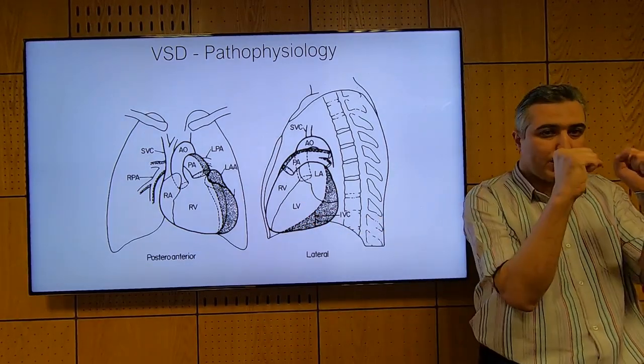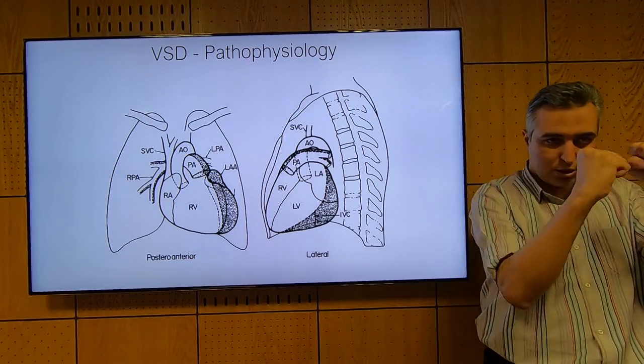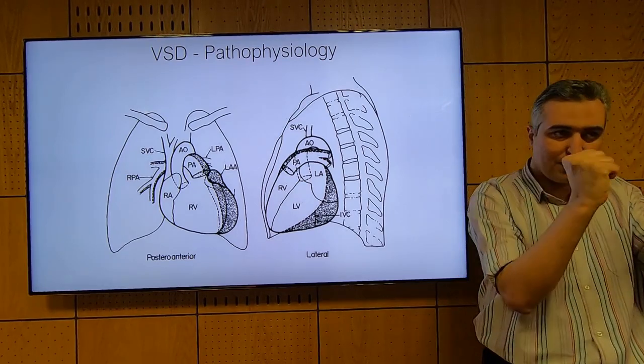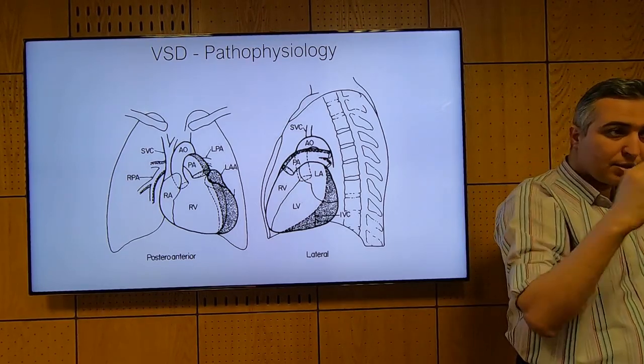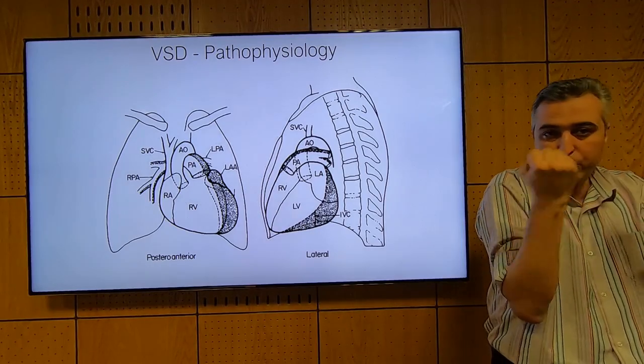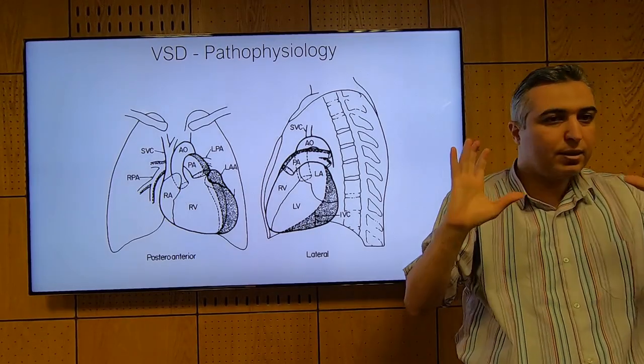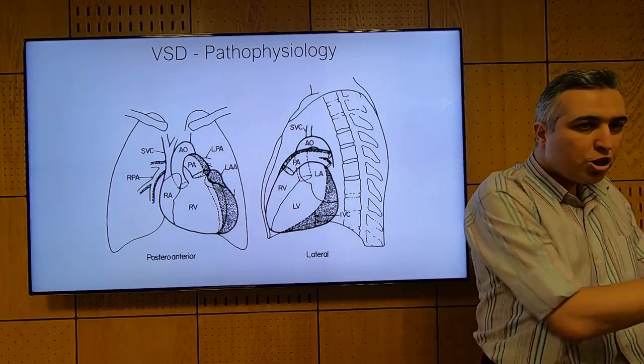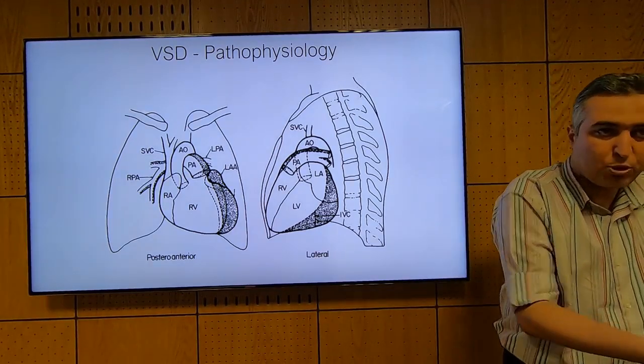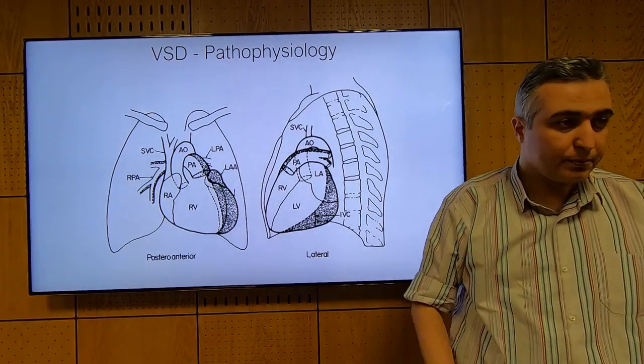So the pulmonary arterioles get vasoconstricted, defending themselves. Then we close the VSD, and so the pulmonary arterioles will just dilate again. So that's a reversible pulmonary vasoconstriction. Okay?